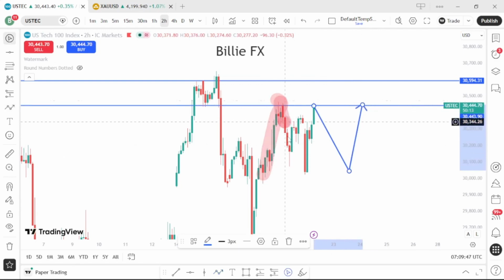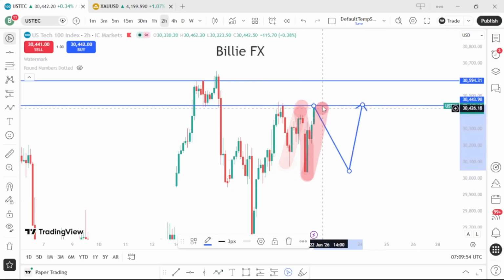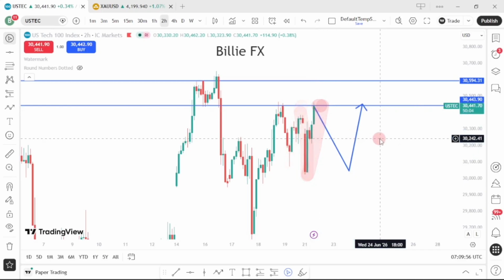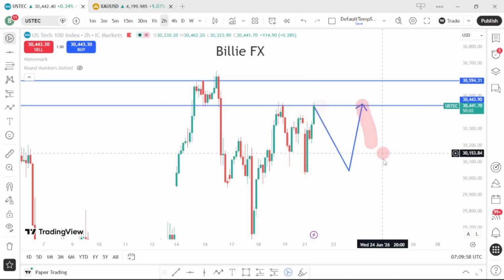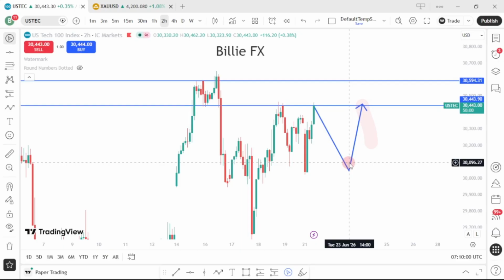It got to the resistance, it reacted. Now it came for support over here. Now it went back to the resistance, reacted. Now it's back at the same area again, right? So maybe you can anticipate a little bit of reaction, but it's not a good idea to sell right now.